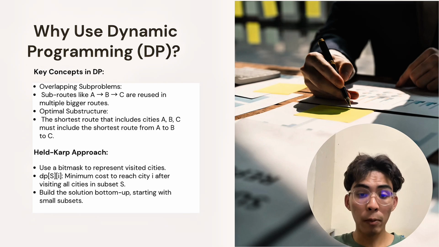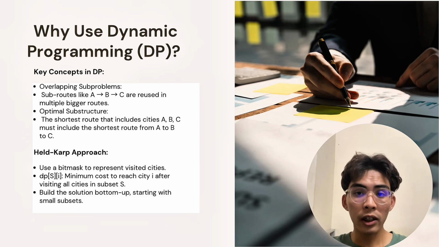Why use dynamic programming? First of all, dynamic programming works well here because the TSP has overlapping subproblems and optimal substructure. For example, smaller routes like A to B to C are reused in many larger tours. So instead of recalculating them, we reuse the results. Also, the best route through cities A, B, and C must include the best path from A to B to C, because of the optimal substructure.